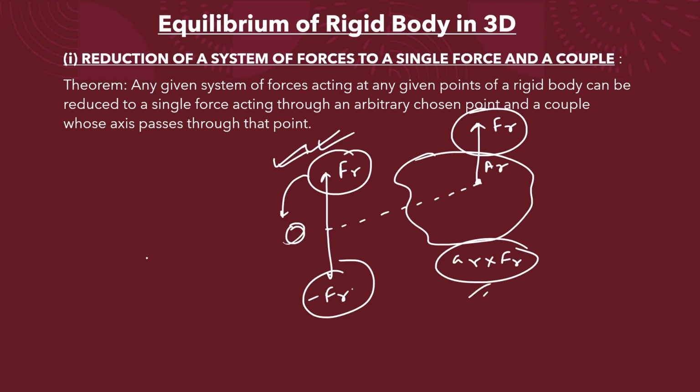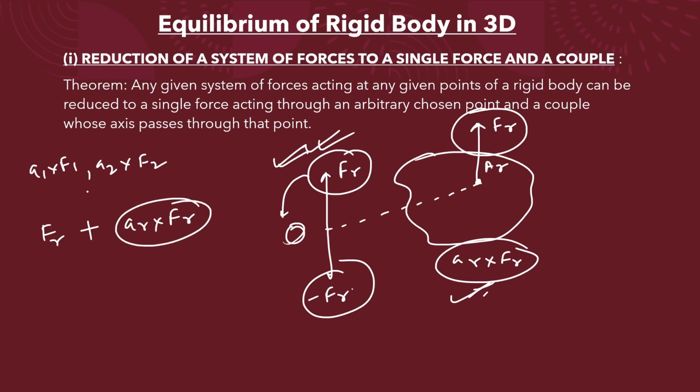Similarly, all the forces F1, F2, Fn acting at all the points A1, A2, A3, An respectively of the body are equivalent to the forces F1, F2 and Fn acting at O together with the couples of moment A1 cross F1, A2 cross F2 and so on. This will result in a single force R plus this couple moment G. So the single force is equivalent to these two items: a single force acting at point O, and a couple of moment.